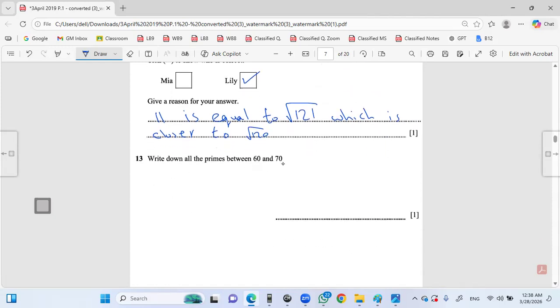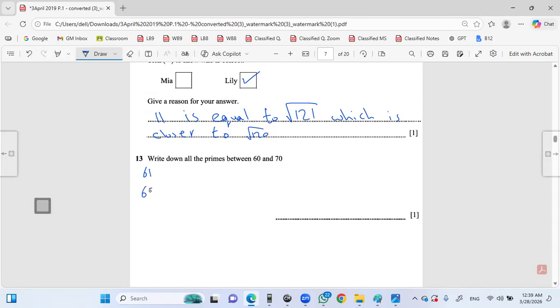Write down all the primes between 60 and 70. Just to remind you, prime numbers are the numbers that have only two factors, 1 and itself. So, for example, between 60 and 70, you have 9 numbers. 61 definitely is not divisible by 2, nor by 5, nor by 10. It's not an even number. If it's an even number, then definitely stay away from it. So cancel all the even numbers: 62, 64, 66, 68. All of them are divisible by 2, so they cannot be prime numbers. The only prime number that is even is 2.